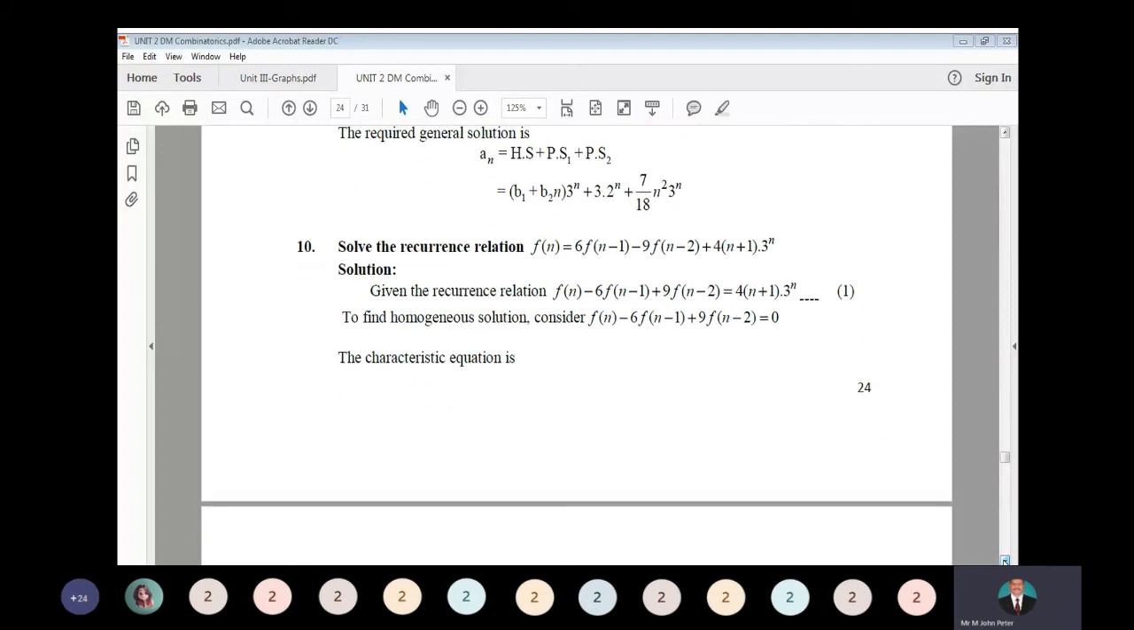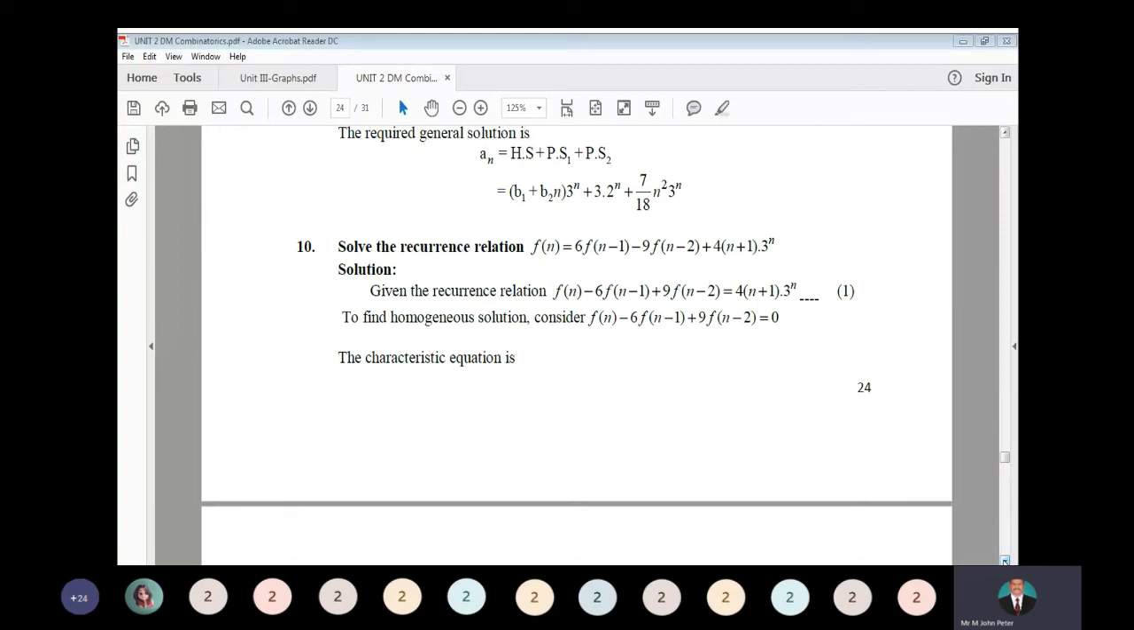Next problem, that is f of n equal to 6 into f of n minus 1 minus 9 times f of n minus 2 plus 4 times (n plus 1) into 3 power n. So the given recurrence relation is f of n minus 6 times f of n minus 1 plus 9 times f of n minus 2 is equal to 4 times (n plus 1) into 3 power n.